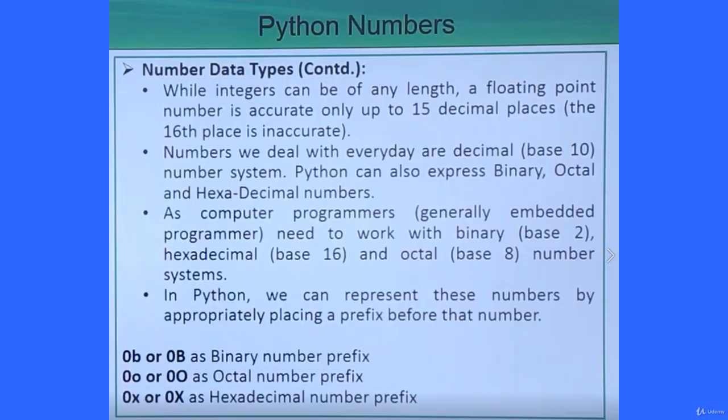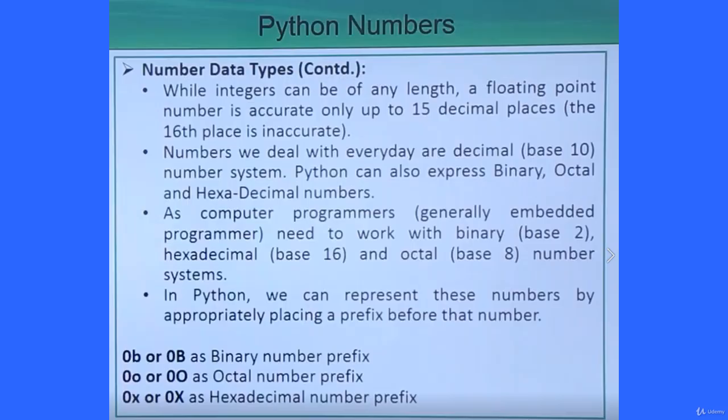The numbers we deal with every day are decimal, that is, the base 10 number system. Python can also express binary, octal and hexadecimal numbers. Computer programmers, generally embedded programmers, need to work with binary. The binary number system has base 2, hexadecimal is base 16, and octal is base 8.